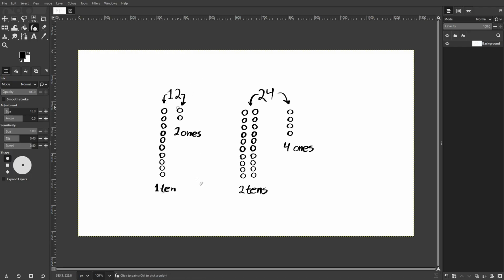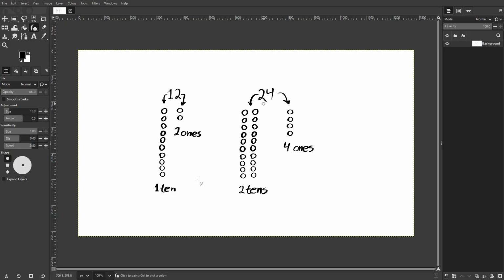Here we have the numeral 12. This 1 digit in the tens place representing 1 ten, and this 2 in the ones place representing 2 ones. Here we have a number of circles, being 10, and another number of circles, being 2. If we were to add those numbers up, we would get the number 12, which is represented by the numeral above.